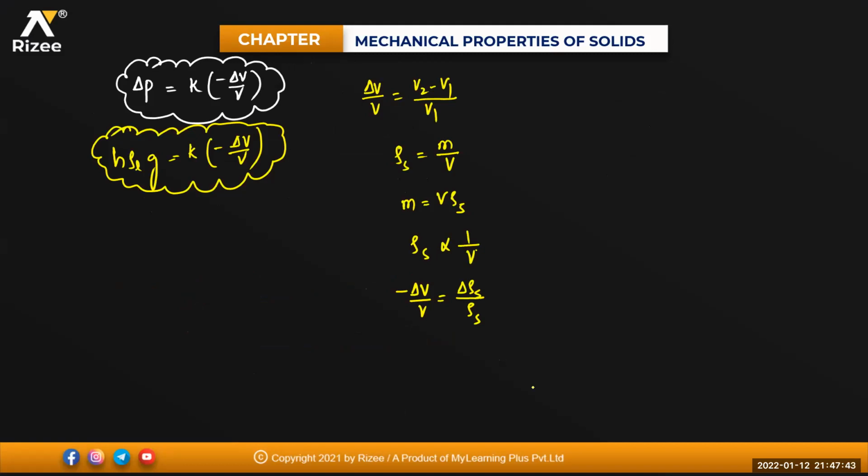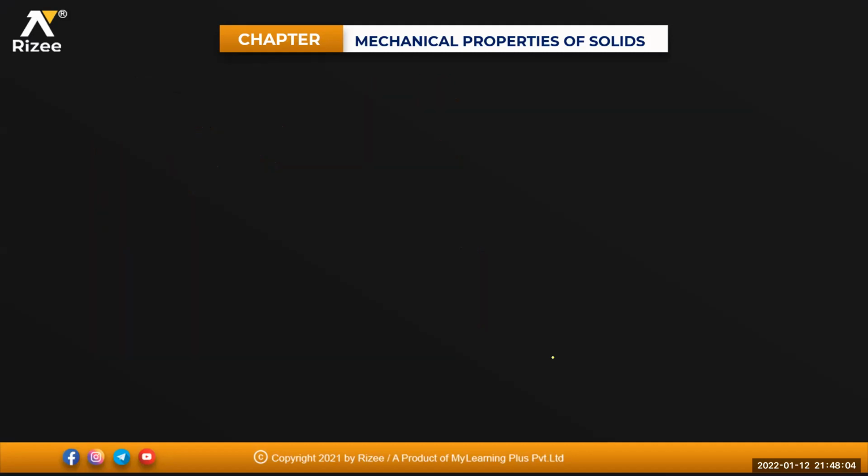And pressure is equal to H into rho into G, where rho is the density of liquid. Change in volume by original volume is equal to change in density of solid divided by density of solid. Clear?